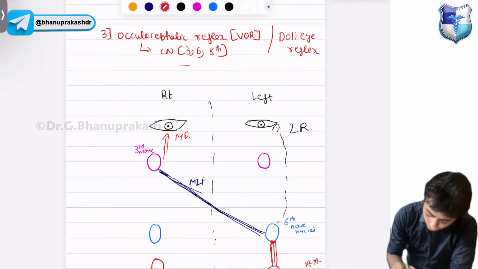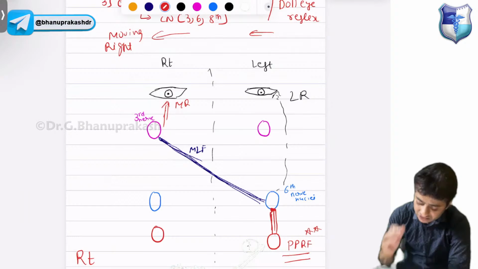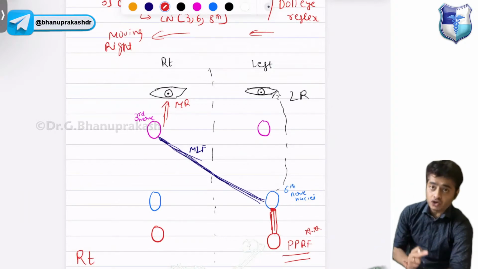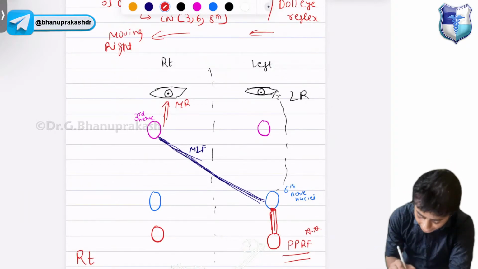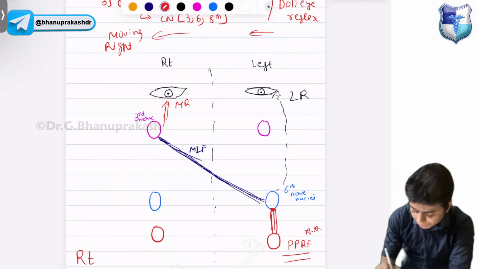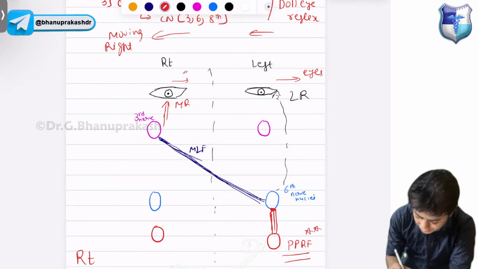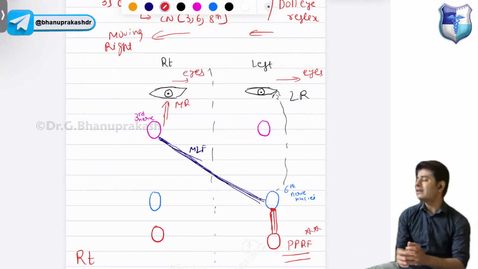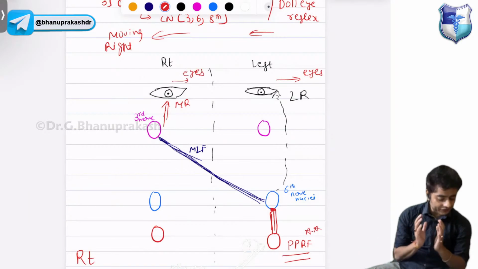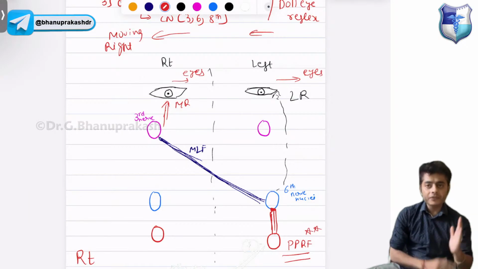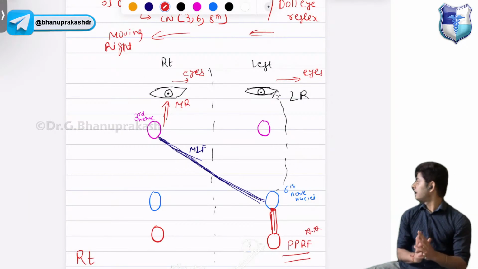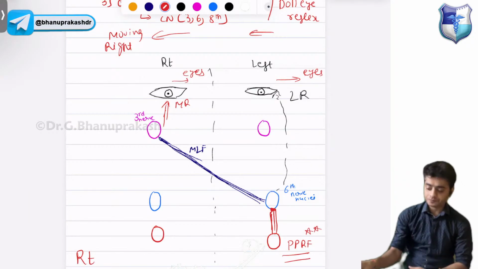So when I am moving my head to right side, due to stimulation of sixth nerve nucleus on left side and due to stimulation of third nerve nucleus on right side, if my LR is stimulated, my eyes will go in this direction, and here my eyes will go in this direction. So when I am moving my head to right side, my eyes will move to left side. Everyone got this concept?